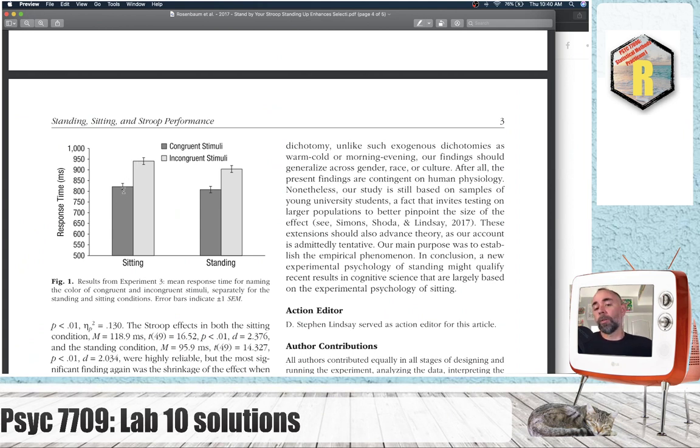And this could indicate that when people are standing, they may be paying more attention to the colors, I suppose, and potentially better able to ignore the distracting word, in which case they might be a little bit faster in this more difficult incongruent condition.